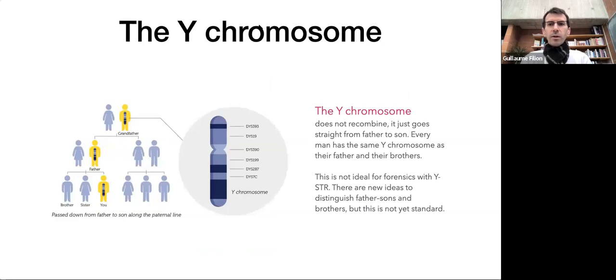So, to understand YSTR, you have to understand the biology and the genetics of the Y chromosome, because it doesn't segregate the same way as the other chromosomes. The Y chromosome does not recombine. It just goes straight from father to son. Every man has the same Y chromosome as their father and their brothers. When you have a family, all the men have the same Y chromosome. It's not the same as the other chromosomes, okay? Because they don't recombine, they are just inherited from the father, from the grandfather, from the great-grandfather. It's just the same chromosome that goes down the line.